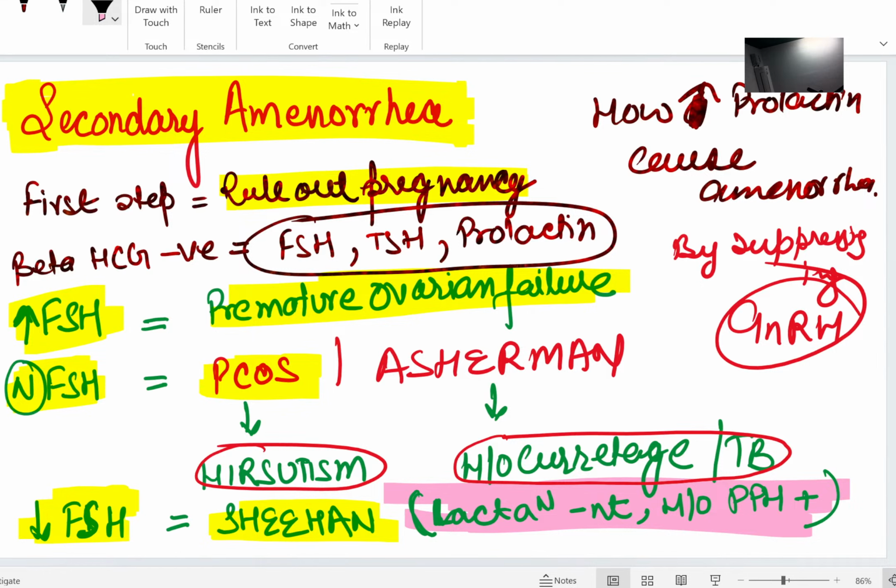In a patient of secondary amenorrhea, if the pregnancy test is negative, you have to get the FSH done. If FSH is high, it is premature ovarian failure. If the FSH is normal, it is either PCOS or Asherman. In PCOS, the patient gives a history of hirsutism, and in Asherman, a history of curettage or TB. If FSH is decreased, it is Sheehan syndrome, with a history of absence of lactation and PPH.